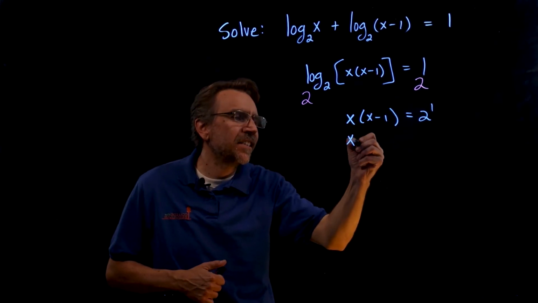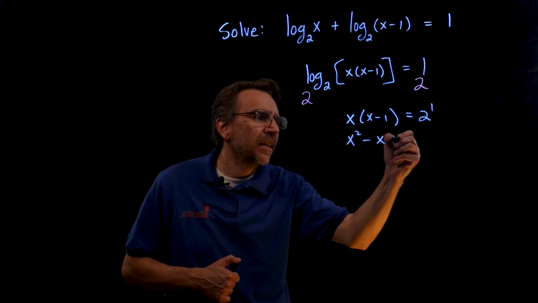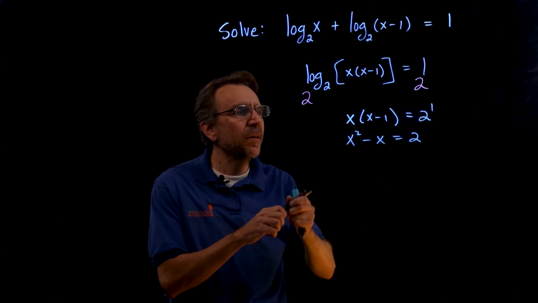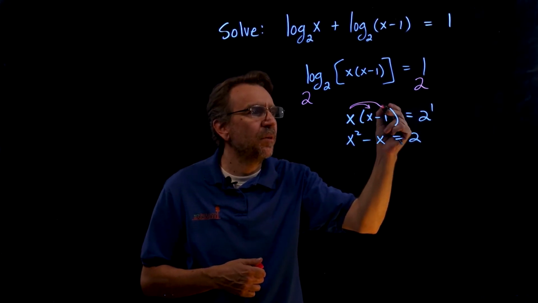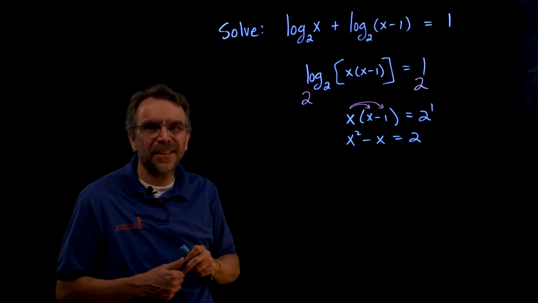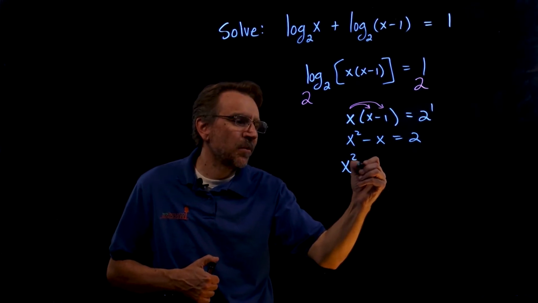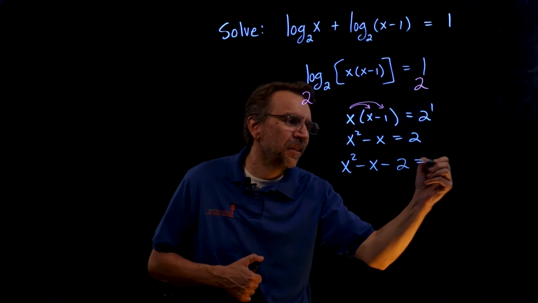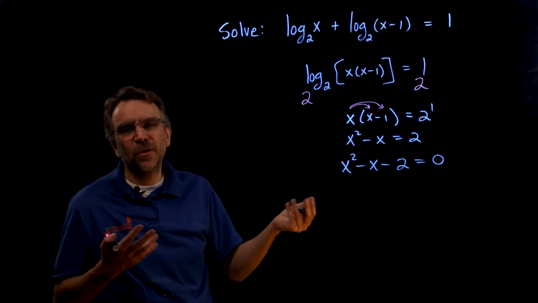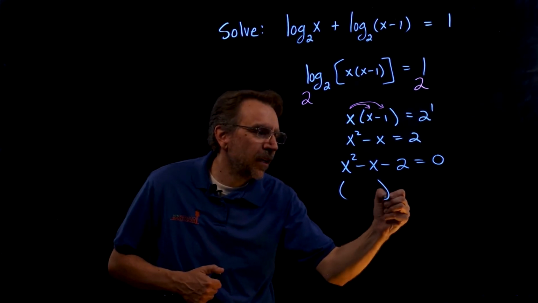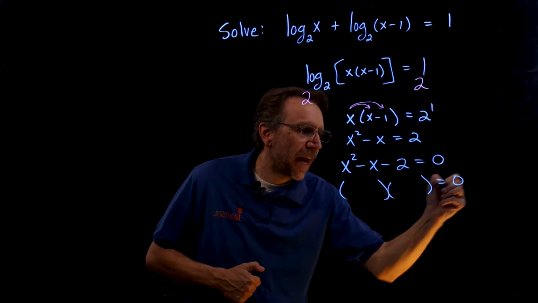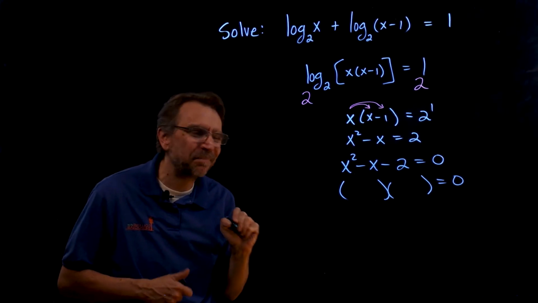What's left here is just a simple quadratic, and I can solve that. So the first thing I'm going to do is go ahead and distribute the x, and then get it in standard form. So x squared minus x minus 2 equals 0. Now at this point I can use the quadratic formula, but I do think this one actually factors. So let's go ahead and try to do that.